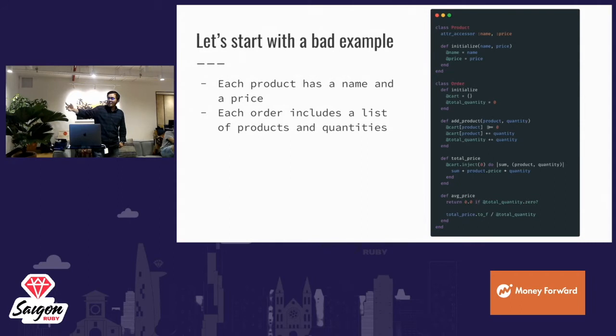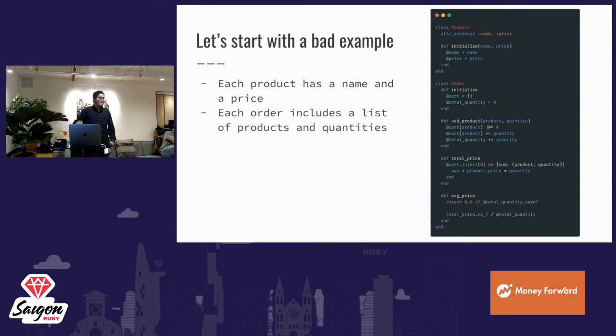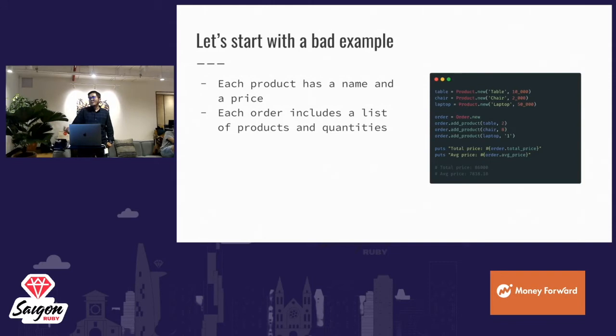The order just has some methods. The total price calculates the current price. It is equal to the product price multiplied by the quantity, summed over all products. And the average price gives the e-commerce website owners a good overview of the website. So let's have a quick look at the example. It's really simple.